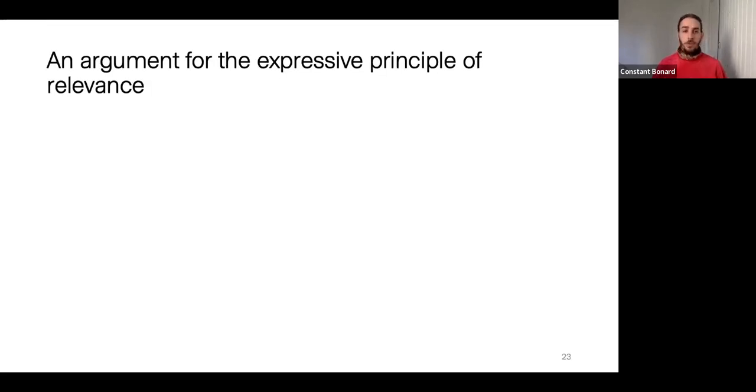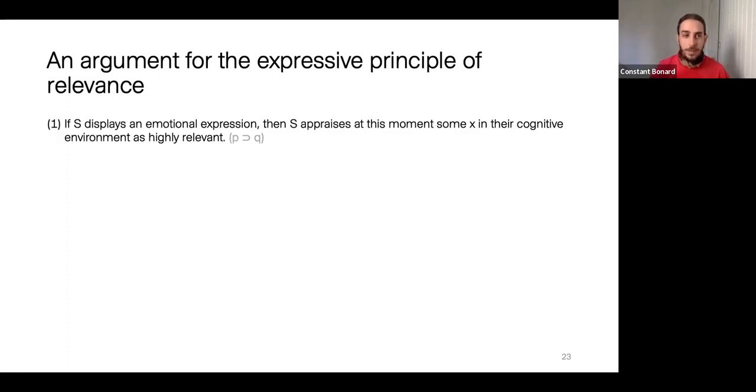And I'm now going to give you an argument for holding the hypothesis that this principle is true. The first premise of this argument is that if S displays an emotional expression, then S appraises at this moment some X, some object, whatever, in their cognitive environment to be highly relevant. If you are afraid of something, for instance, and you display a fearful expression, this means, if you're sincere at least, that you appraise something as relevant to your safety, and highly relevant to your safety.